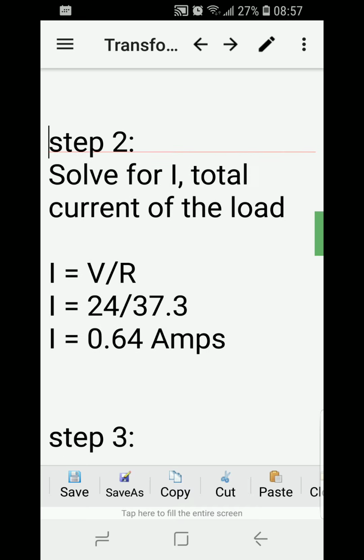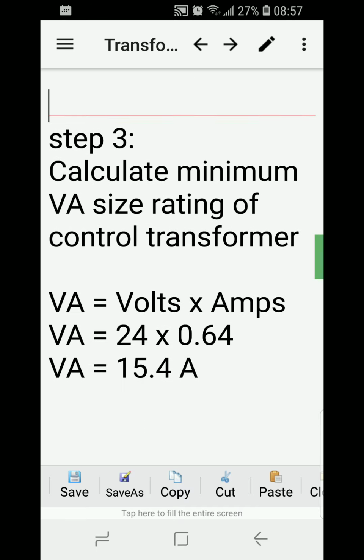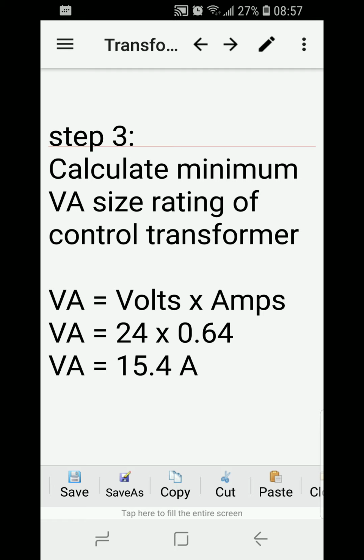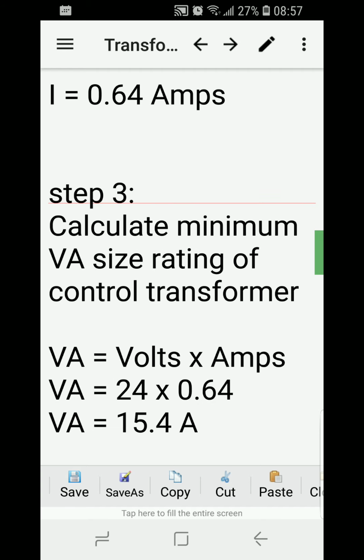Okay, now we move on to step 3 and calculate for the minimum VA size rating of the control transformer. So we just multiply the volts times amps. Volts equals 24 volts we are given, and the 0.64 amps we calculated above right there. So then we get 15.4 VA.